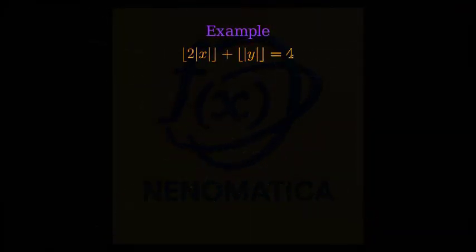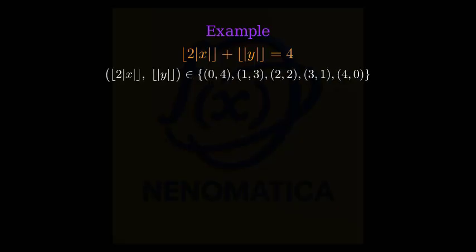Example: we will solve the relation floor of 2 times absolute x plus floor of absolute y equals 4. Here, square brackets mean the floor function. We'll find all pairs of reals, x and y, that satisfy this. Since absolute values are non-negative, both floors are non-negative integers. So we list all integer pairs that add to 4: 0 plus 4, 1 plus 3, 2 plus 2, 3 plus 1, and 4 plus 0.